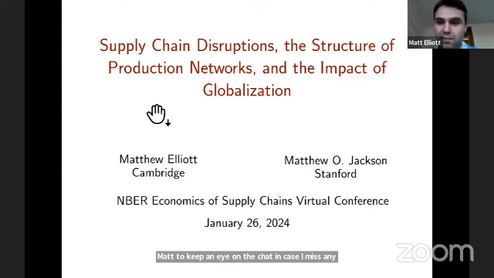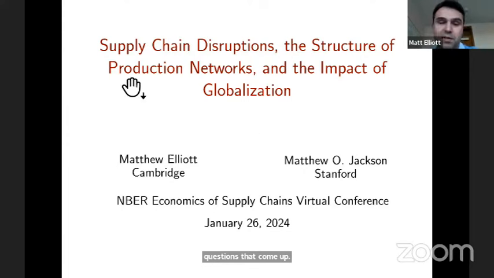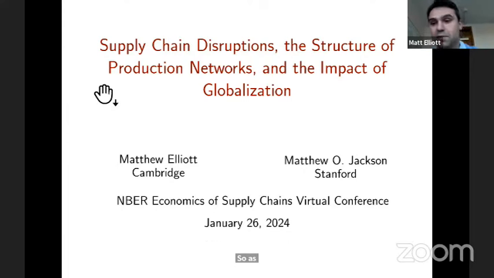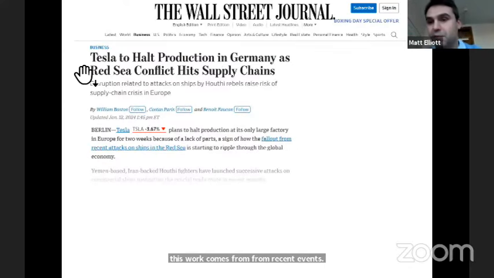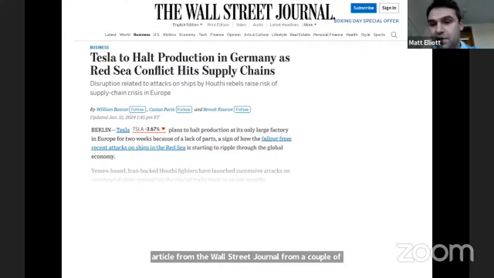So, as previewed by James, some good motivation for this work comes from recent events. This is an article from the Wall Street Journal from a couple of weeks ago. It's about the Houthi attacks in the Red Sea, and in particular, the effect it's had on Tesla, who've had to reroute some of the shipping of some of their parts. And that's caused them to close down their factory in Europe. Okay, and had a non-trivial impact on their share price by the looks of things.